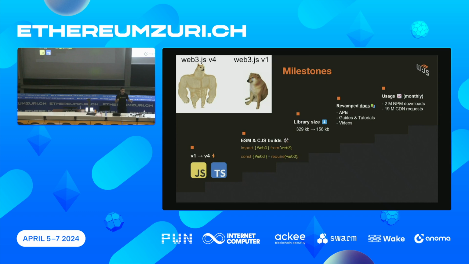We revamped all the documentation as well, so you can find all the APIs, the tutorials, all the code samples and videos as well. We have videos on YouTube about how to get started in Web3.js. And the last thing, the usage that we have right now, we have around 2 million NPM downloads per month and 19 million CDN requests. So we are still around, and we have a lot of usage currently.